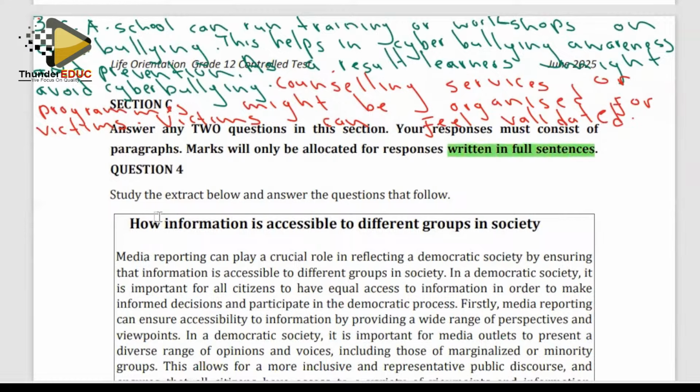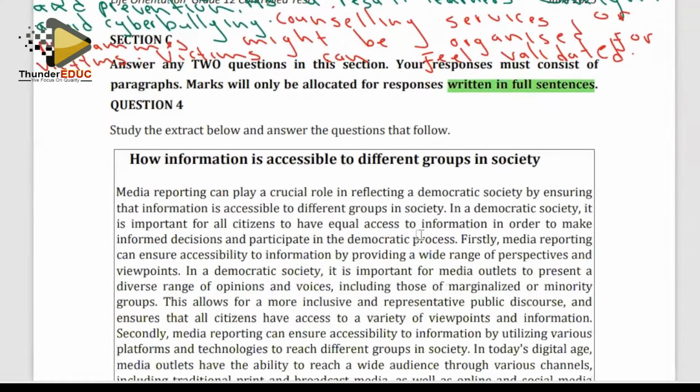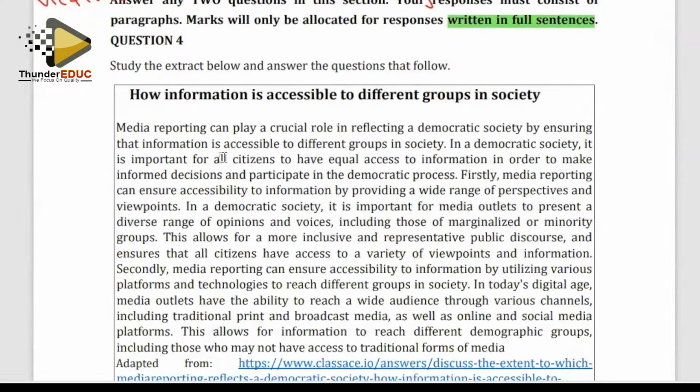So question 4 reads, study the extract below and answer the questions that follow. How information is accessible to different groups in society. Media reporting plays a crucial role in reflecting a democratic society by ensuring that information is accessible to different groups in society. In a democratic society, it is important for all citizens to have equal access to information in order to make informed decisions and participate in the democratic process.